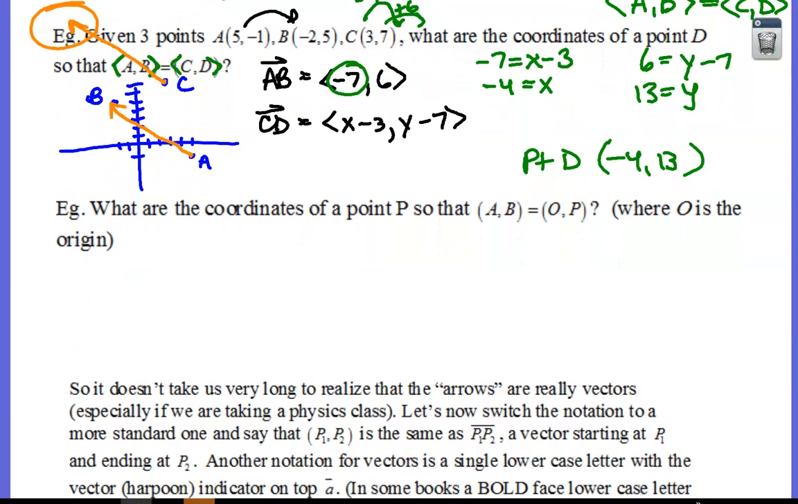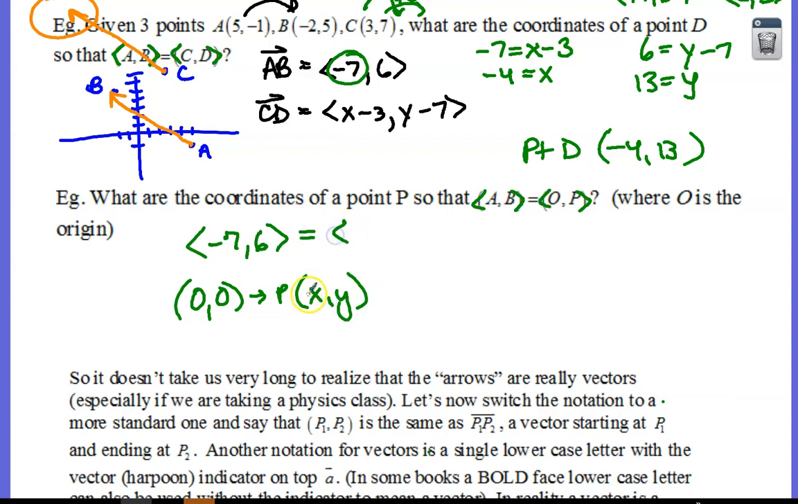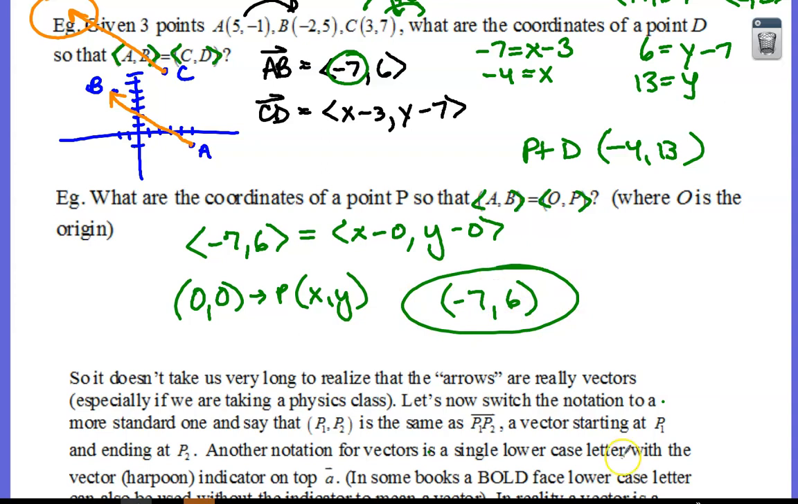You could also try the second example, so if you wanted to pause, you could do that. What are the coordinates of a point P such that AB and OP are equal? Again, we're talking vectors here, and O is the origin. So AB hasn't changed. AB still needs to be a change of negative 7 for the x and positive 6 for the y. So the origin would be (0, 0), so I'd be going from (0, 0) to some point P. Same idea, x minus 0, y minus 0. So that would just make it negative 7. Oops, it's a point. So P would just be (-7, 6). Which should make sense because you're basically going from the origin, so it should be whatever you want the change to be, which was the same as up here.